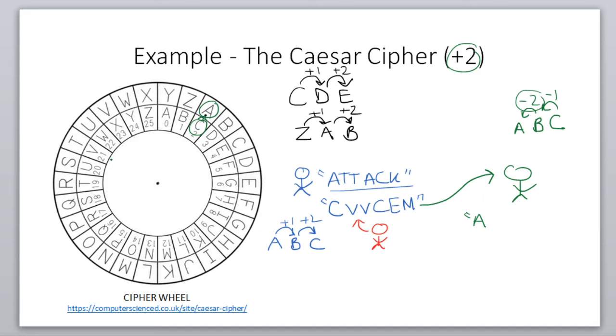The same thing is done for V, so that becomes a T now. Same thing for E over here, and that becomes a C. And finally, same thing for M, which becomes a K. So now the soldier as well has got the original plain text message. He has decoded it.